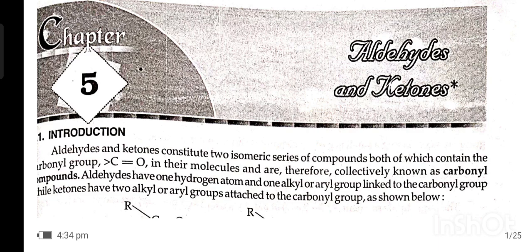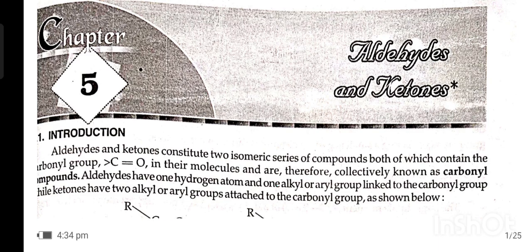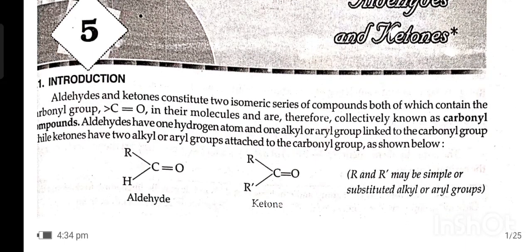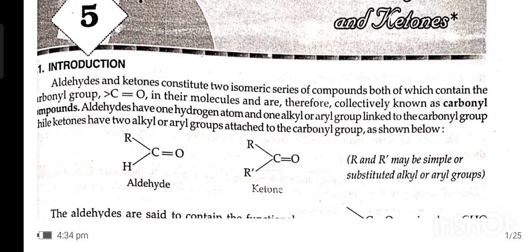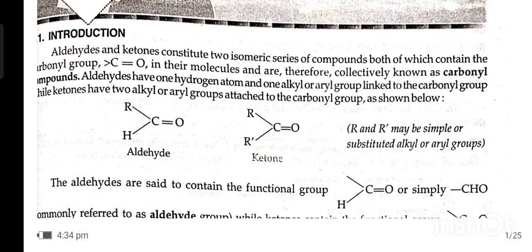Introduction. Aldehydes and ketones constitute two isomeric series of compounds, both of which contain the carbonyl group in their molecule and are therefore collectively known as carbonyl compounds. Aldehyde has one hydrogen atom and one alkyl or aryl group linked to the carbonyl group, while ketone has two alkyl or aryl groups attached to the carbonyl group, as shown below.